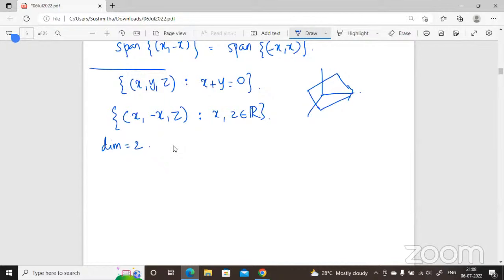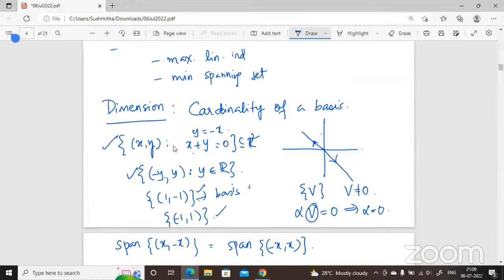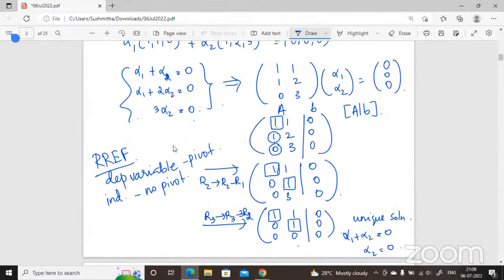And how do we find the basis? Put x equal to 1 and z equal to 0. Then put x equal to 0 and z equal to 1. So this is going to be a basis. Here the independent variables are 2, so we can say that the independent variables define the dimension. But these independent variables are not the same as the independent variables for a system of linear equations.